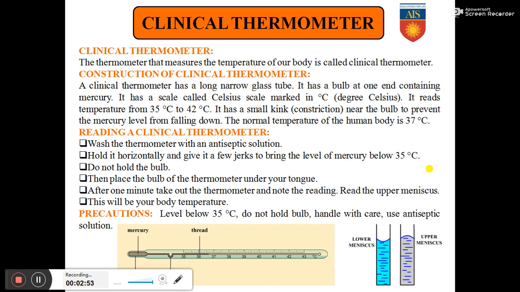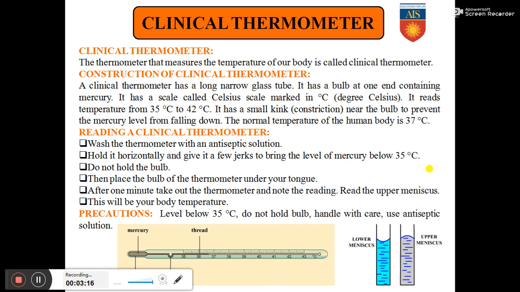Now you are to hold it horizontally and give a few jerks. Why are you giving a few jerks? To bring the level of mercury below 35 degrees Celsius. So in order to maintain your reading properly and to get the correct body temperature, the level of mercury has to drop below a certain limit. So the jerks are given in order to do that.